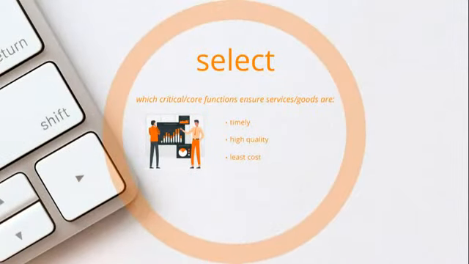Now that you have a list of functions performed in each major work unit, you will need to select which critical functions ensure services are timely, high quality, and least cost. To do this, analyze your functions through these three or more criteria. If you picture a large funnel with a filter at the bottom, which functions would make it through to the other end?